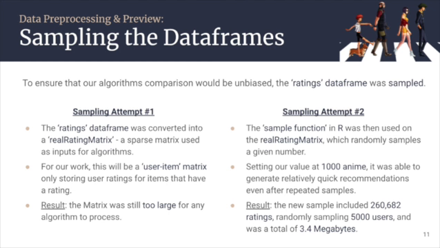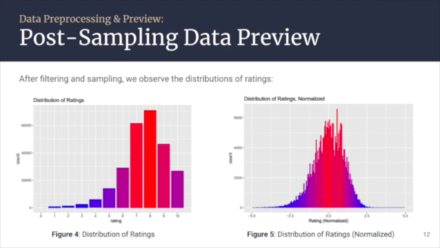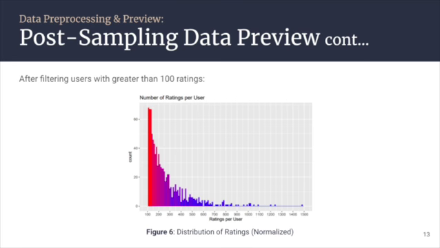The result of the new sample was approximately 260,700 ratings with 5,000 users randomly sampled. After filtering and sampling, we see which ratings are most common, and that is a rating of 8. Normalizing the ratings, we see that the ratings are normally distributed with a concentration towards the center of the distribution.